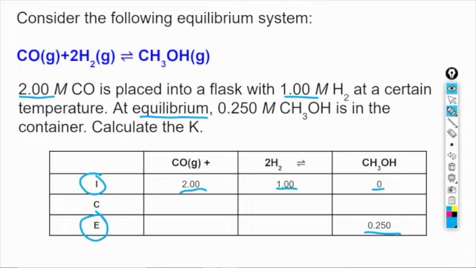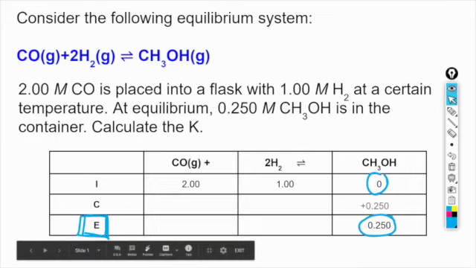Okay. So then that brings up the question, well, how do I get the other equilibrium concentrations? Because to calculate the K, we need the data for those, the ones that are marked E on the ICE table. So first thing we need to do is figure out the change for the one that we know. And since I know we started with 0 methanol and we ended up with the 0.25, the change is positive 0.25.